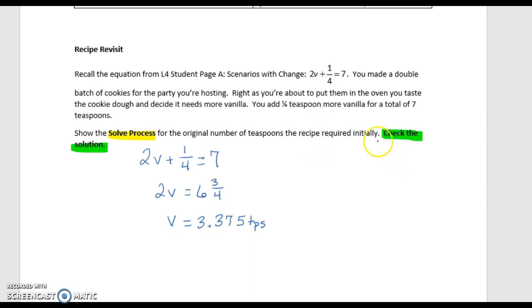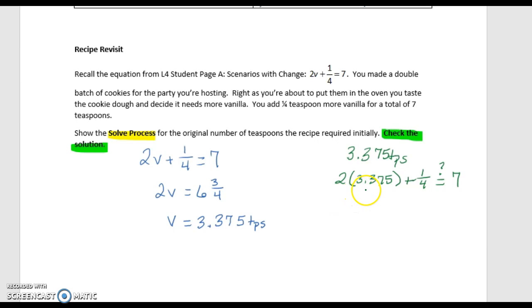So now we want to check our answer. When I check my answer, I know that I started out with 3.375 teaspoons of vanilla, or at least I think I do, because that's what I'm checking. And according to our information, we're going to double that. And so 2 times 3.375. And then in our last step, we're going to add in 1/4. And we want to check to see if, in fact, this ends up with 7 teaspoons.